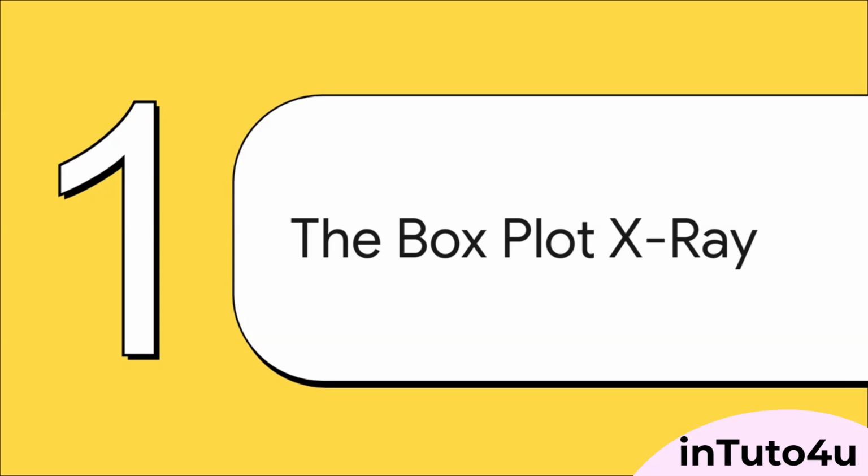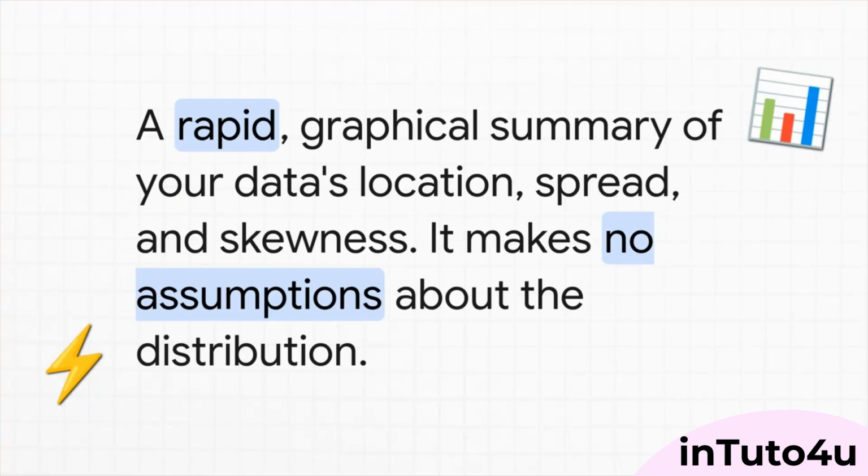Honestly, think of it like an X-ray for your data. It lets you see the hidden skeleton of the whole distribution, almost instantly. The boxplot is designed for one thing, and that's speed. It gives you this super fast graphical summary of your data's location, its spread, and its skewness. Oh, and it's also non-parametric, which is just a fancy way of saying it doesn't assume your data follows any specific pattern, like a bell curve. It just shows you what you've got, plain and simple.